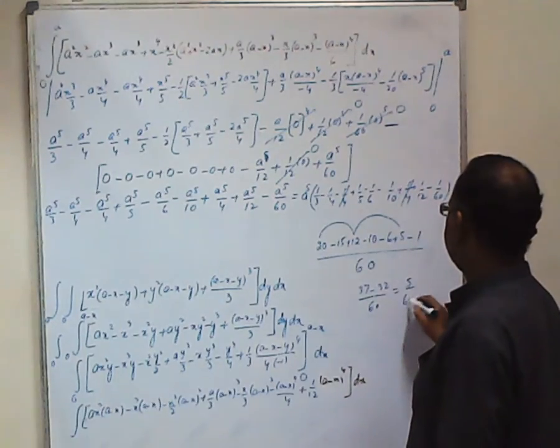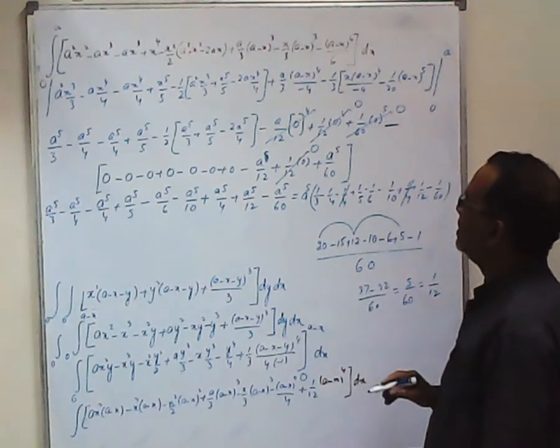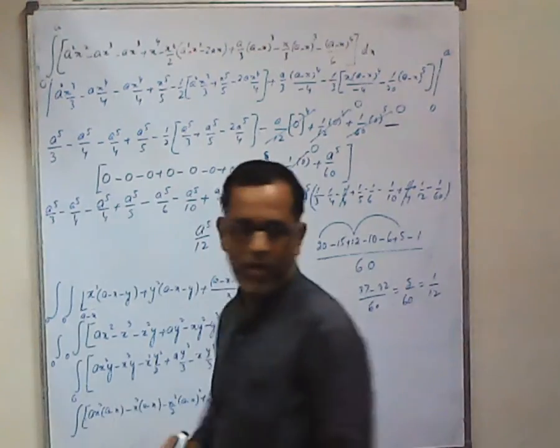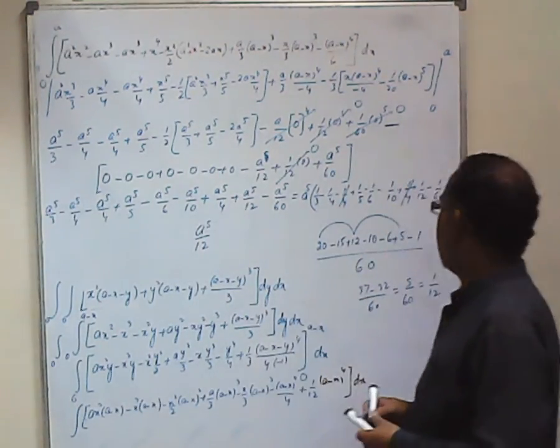It means 5 upon 60. It means 1 upon 12. So it means I finally have a power 5 upon 12 as the answer. A power 5 upon 12.